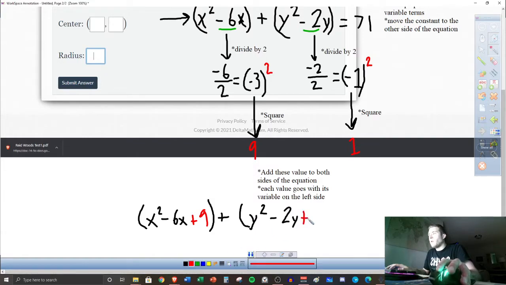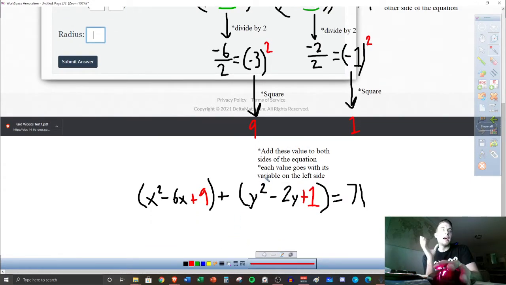We're going to add 1 to it, and then that's going to be equal to 71. Now, I can't just add these red numbers and act like everything's okay on the right side, because it's not. What I do to one side, I have to do to the other. So we're going to add 9 here and add 1 here, okay?